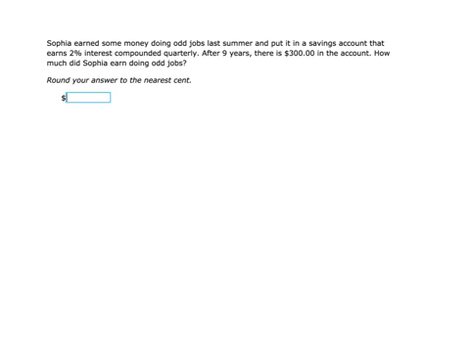Last one. It says Sophia earned money doing odd jobs last summer and put it in a savings account that earns 2% interest, 9 years, $300 in the account. Now this one is a little bit different in the sense that what we have is A, and what they want to know is what's P. So this isn't really too complicated. All we have to do is be careful about the fact that we're not asked for the final amount. We're asked for the starting amount.